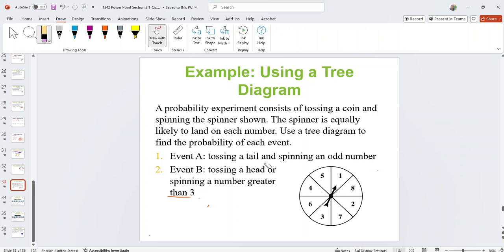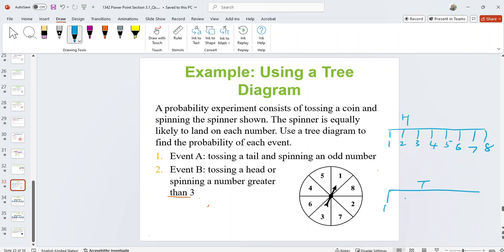So you flip a coin, and a coin will be either head or tail. Then for each one you're going to have 8 numbers. Let me draw it horizontally this time. We have a head, and then we have a tail. For the head you have 1, 2, 3, 4, 5, up to 8, so I have 8 in here, and the same thing for the tail: I also have 1, 2, 3, 4, 5.